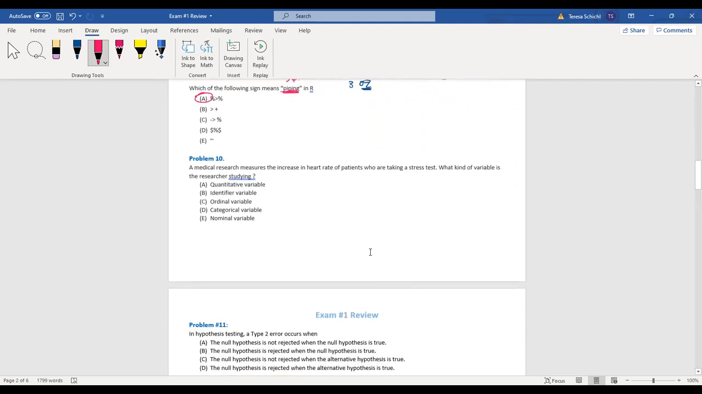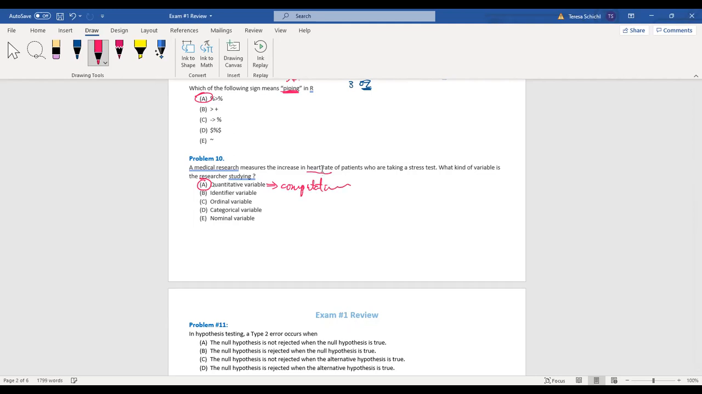So next one's here, we say a medical research. A medical research measures the increase in the heart rate of a patient who is taking a stress test. What kind of variable is the research study? So the heart rate, so you have a 65 heart rate or 72. Those are what we call the quantitative variable. The reason why we say this is a quantitative variable is because a quantitative variable allows you to do the computation.